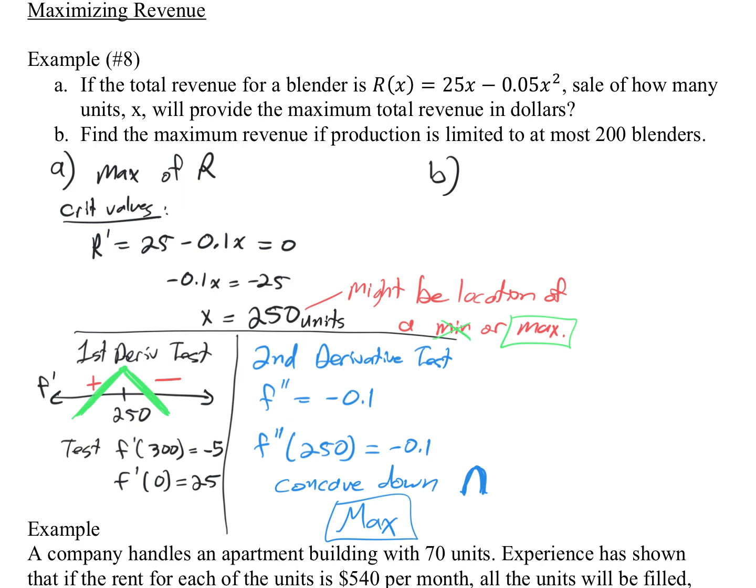So when we put an extra limit on the function, what this does is it turns it from a relative minimum-maximum question to an absolute minimum-maximum question. How do we find an absolute max on this interval?